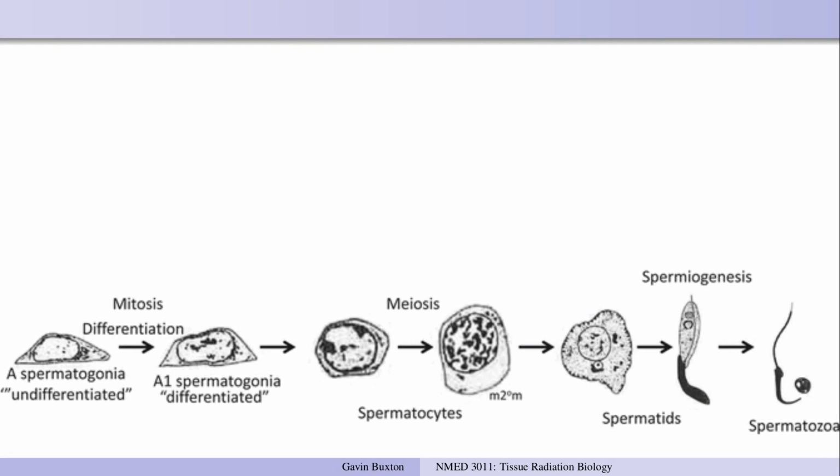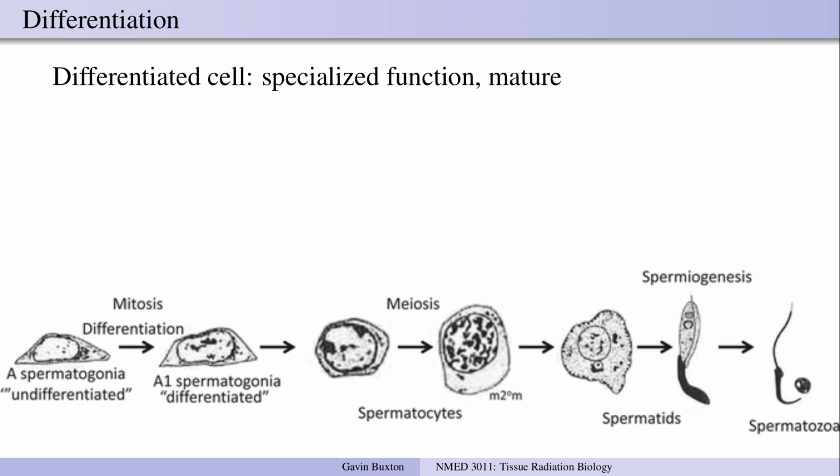So let's think about what we mean when we talk about differentiated and undifferentiated cells. Differentiation is often used to describe whether cells are mature or not. So a differentiated cell is a mature cell line that performs a specialized function or has some inherent structure in the body, while an undifferentiated cell is an immature cell line whose primary function is basically just to divide.